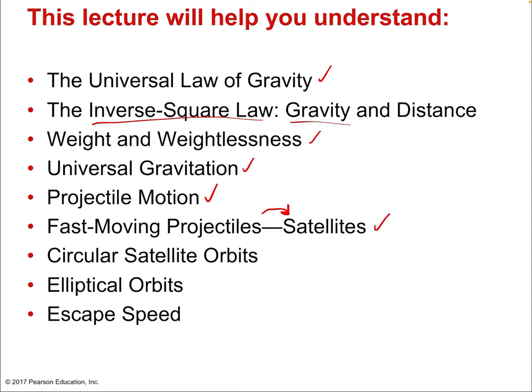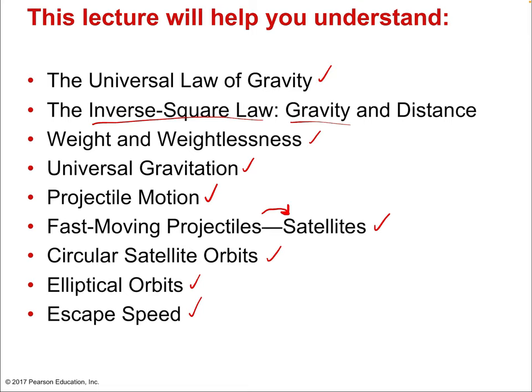Then we'll talk about the best simplified mathematical way to talk about satellites, which is circular satellite orbits. But then we'll talk about the more realistic case of elliptical orbits and the things that we can quantify and measure in this class. And then finally, an interesting idea, escape speed. This is how much energy or initial velocity you need to escape the gravitational pull of a world, such as the escape speed to escape Earth.